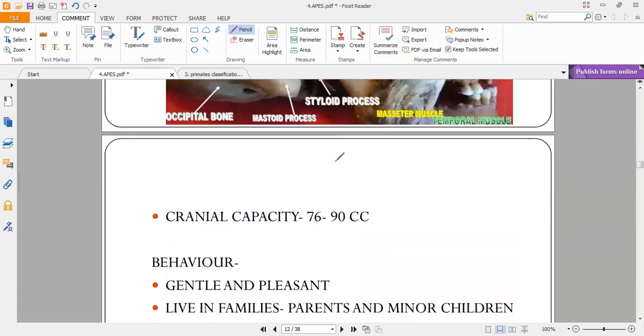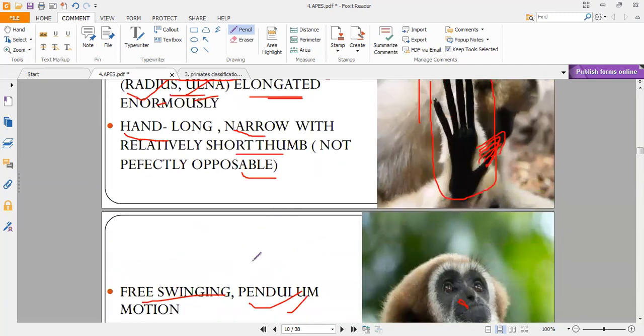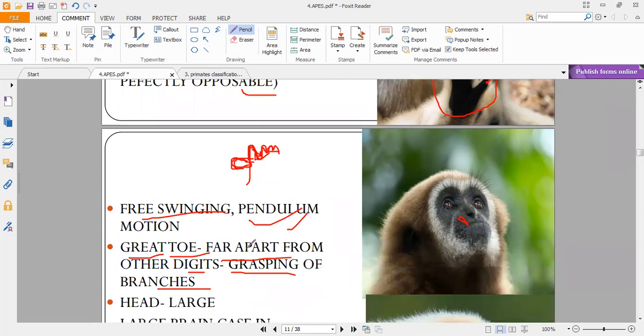If we talk about the toe, suppose this is the four fingers, and the toe in human beings looks like this. It is not opposable. Our toe is not opposable, but in apes, they are opposable like this. Here we can find their toes. This is the index finger, and the toe is here. Since it is very far apart from the other fingers, it is very useful for grasping the branches.